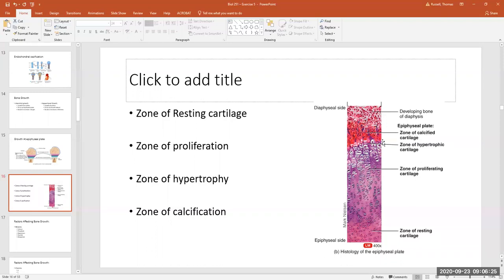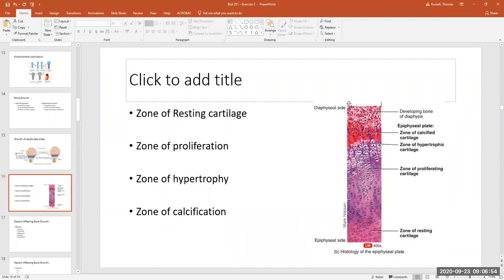This is the area where osteoclasts will degrade away. This is all dead cartilage right here. It's calcified. Osteoclasts degrade this away, and osteoblasts come in and lay down bony matrix right here. So our diaphysis, or the diaphyseal end of the plate, got longer only by this much each time. So this becomes a new bone tissue.